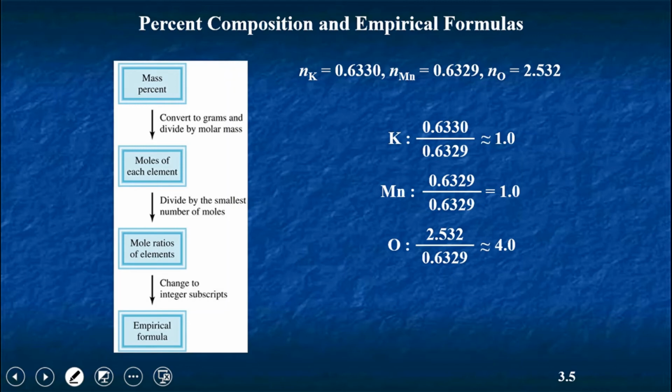And so this process helps us to arrive at the empirical formula. We have essentially a ratio of, for every potassium, 1 manganese and 4 oxygens. And if we want, we can write it in that order. At this point, it doesn't matter. You could have written it KO4Mn or MnKO4. At this point, we don't know for sure. All we know is that these 3 elements are present in that ratio.